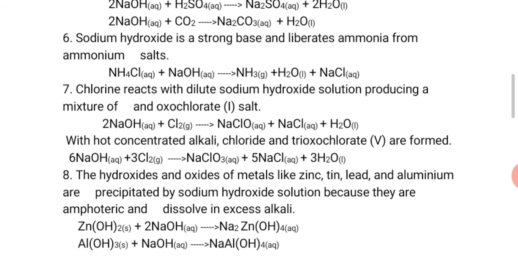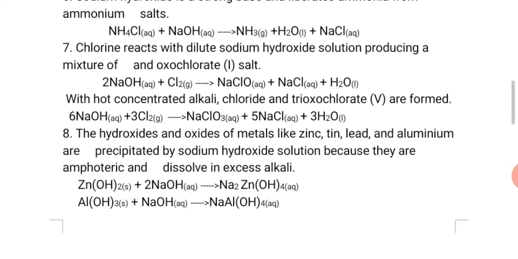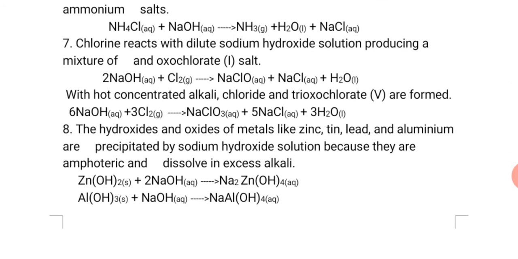7. Chlorine reacts with dilute sodium hydroxide solution, producing a mixture of chloride and also chlorate I salt, a mixture of sodium chloride and chlorate I salt. 2NaOH plus chlorine giving NaClO, which is sodium chlorate I, and NaCl, sodium chloride, plus water.